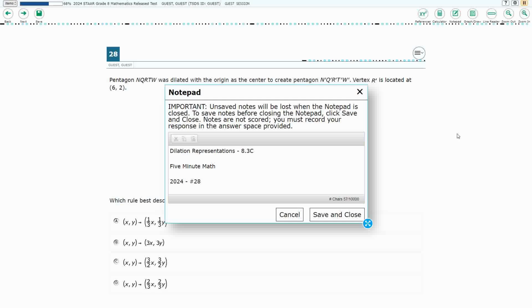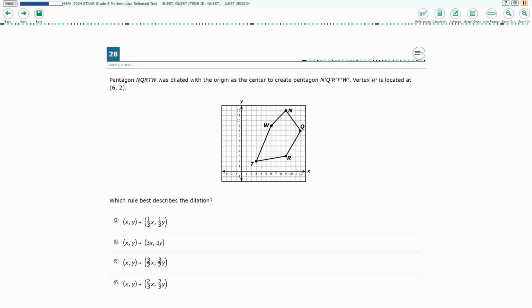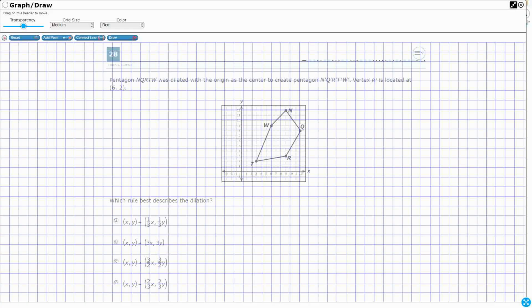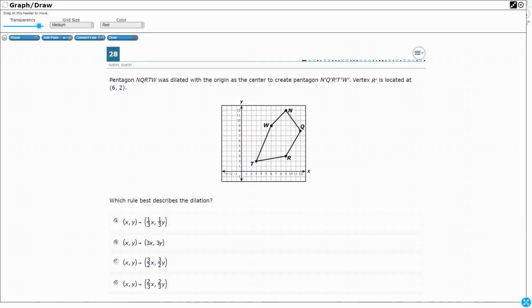This is standard 8.3c in the great state of Texas, and we are using item number 28 of the 2024 released STAAR test. If you haven't done so already, please go ahead and take a moment to pause the video, work this problem out on your own, unpause it, and we will look at our answers together.